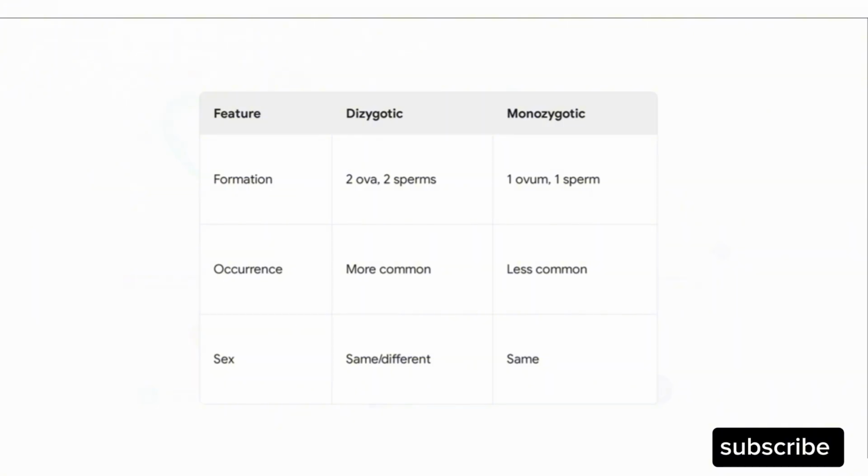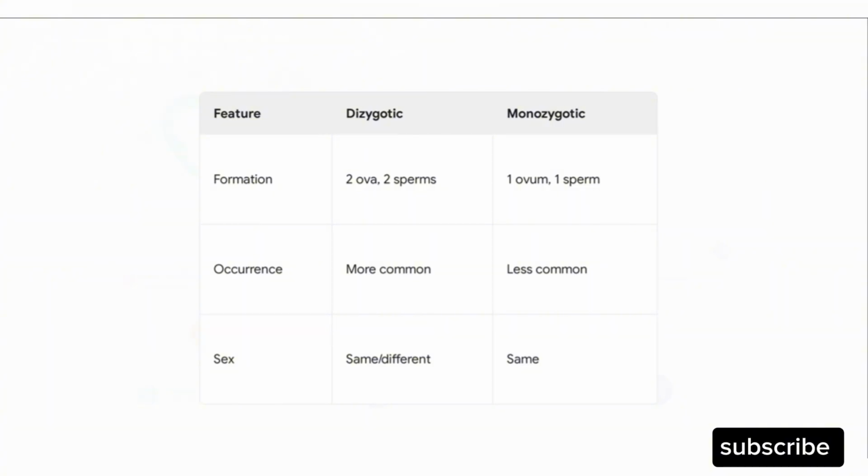A single ovum, a single sperm. They form one single zygote that splits later on. Less common but super fascinating because they share the exact same genetic material. Same sex, same blood group, same HLA typing, same phenotype. Everything is identical. But, and examiners absolutely love this trick, what is the one thing that's different? उनके fingerprints. Yup, even identical twins have different fingerprints.